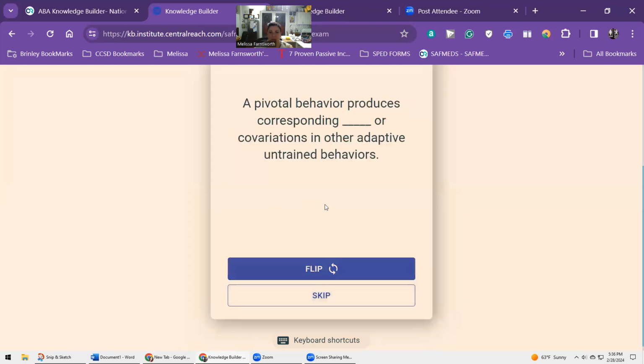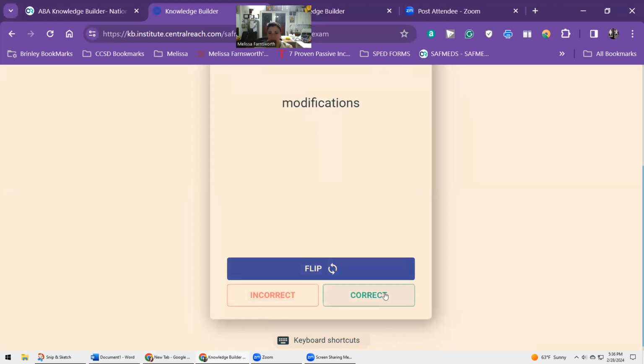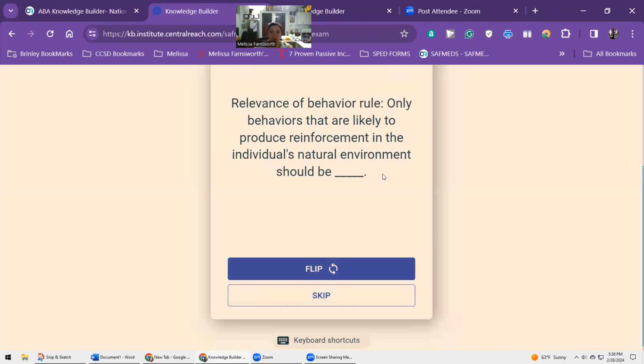Behavioral. A pivotal behavior produces corresponding blank or covariations in other adaptive untrained behaviors. Modifications. Relevance of behavior rule: only behaviors that are likely to produce reinforcement in the individual's natural environment should be blank.